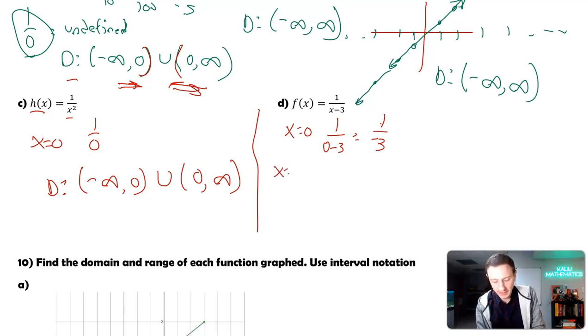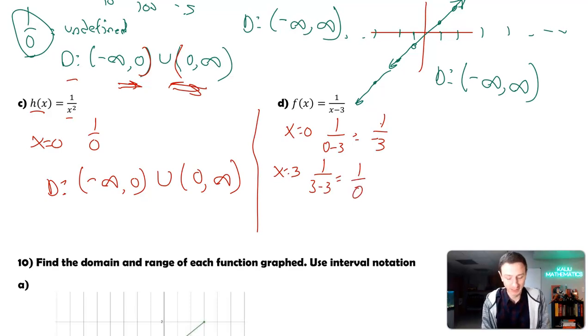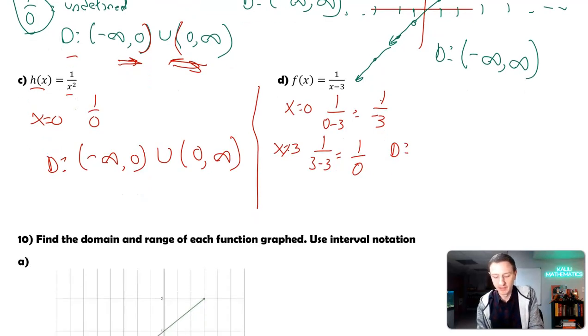Well, if I take x equal to 3, look what happens here. 3 minus 3 is 0. So that's going to be an issue. So for the domain, we cannot have x equal 3, and that's the only x value that's going to cause any sort of problem. So this time, the domain is going to be from negative infinity up to 3, because 3 minus 3 is 0, unioned with the other side of that, 3 to infinity.